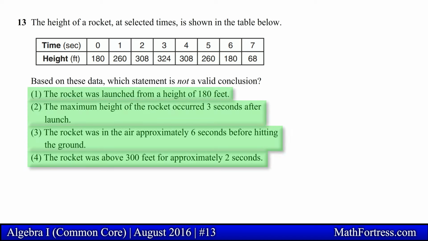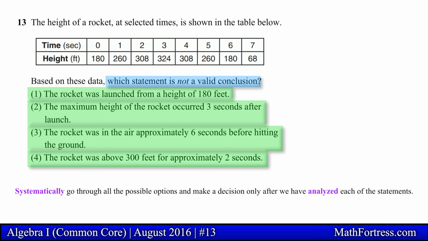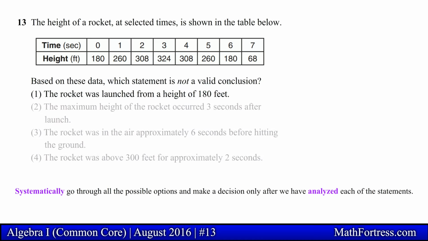In this problem, we are provided with 4 statements, and we need to determine which statement is not valid. The best way to approach this problem is to systematically go through all the possible options and make a decision only after we have analyzed each of the statements. Let's start with option 1.